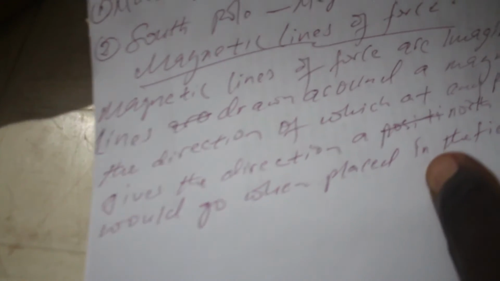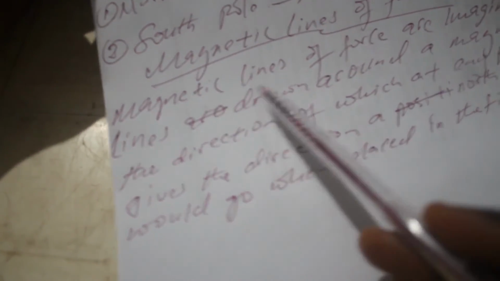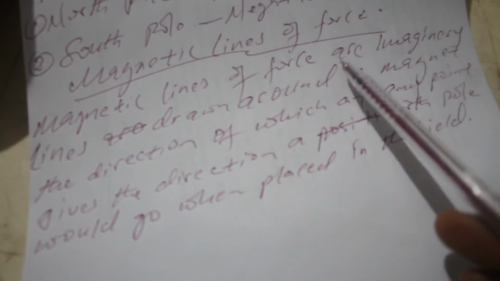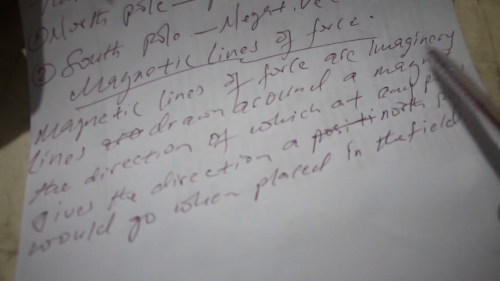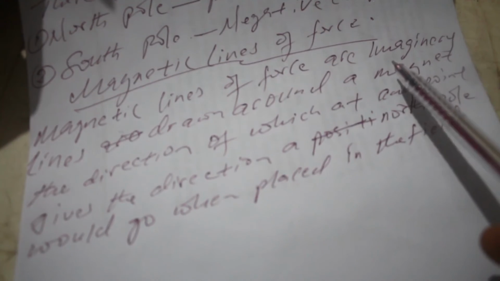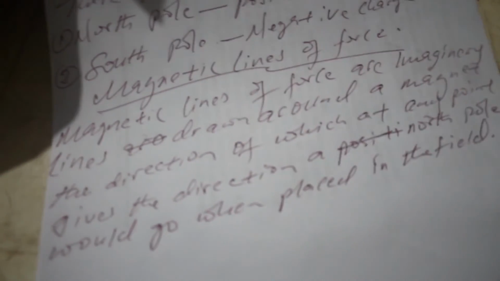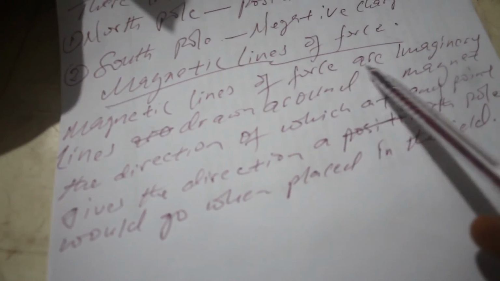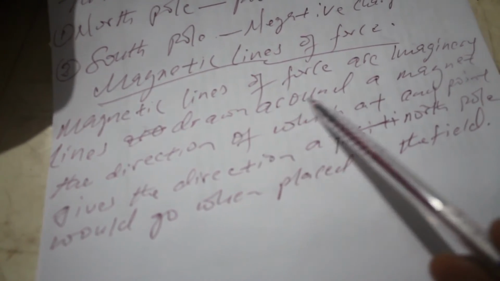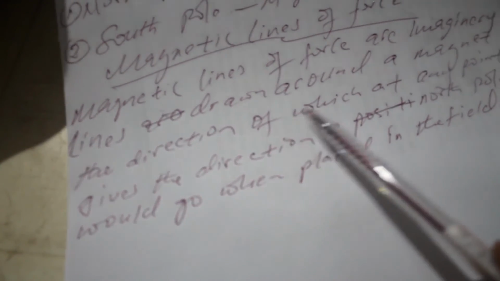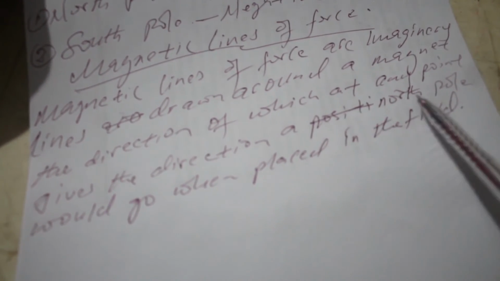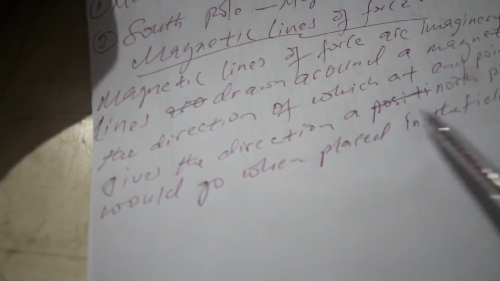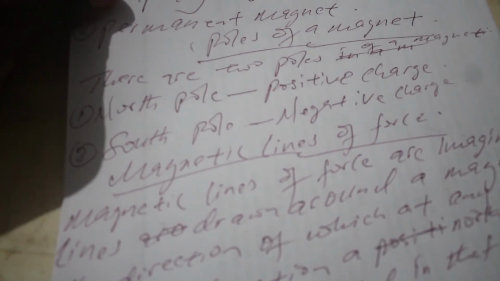So again, we define magnetic lines of force. We said magnetic lines of force are those imaginary lines. Yes, they're imaginary. They're not real. We just made them up so we can map out the area in which a magnetic force can be detected. So magnetic lines of force are those imaginary lines drawn around the magnet, the direction of which at any point gives the direction a north pole would go when placed in that point. And I'm going to be explaining this further in our next video.